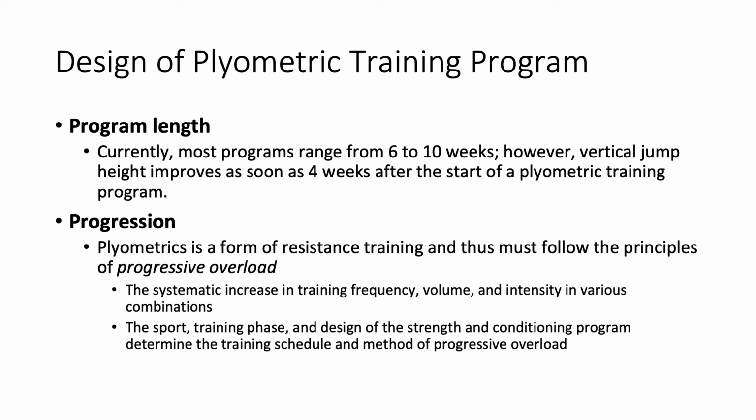Since plyometrics is a form of resistance training, more specifically like power training, it should follow the principles of progressive overload. Progressive overload is the systematic increase in training frequency, volume, and intensity in various combinations. The sport, training phase, and design of the strength and conditioning program determine the training schedule and method of progressive overload. For example, an off-season plyometric program for a football player should start with a low to moderate volume of low-intensity plyometrics, and then progress to low to moderate volumes of moderate intensity, and then to low to moderate volumes of moderate to high intensity.